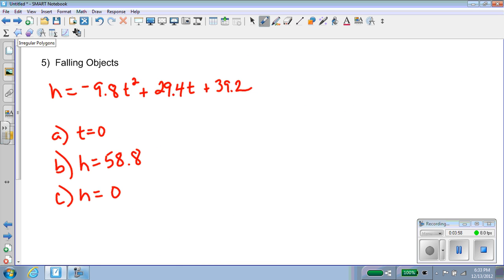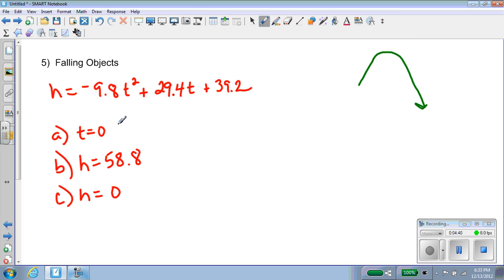The other application we're going to look at today is falling objects. From physics, you might know about falling objects, actually more like tossed objects, because we're going to see them go up in the air and then come back down. So I have the height of the object is equal to negative 9.8 t squared, where t stands for time in seconds, plus 29.4 t plus 39.2. Okay, so this is actually an object falling in meters per second. I know that because the physics is showing this as my acceleration due to gravity.